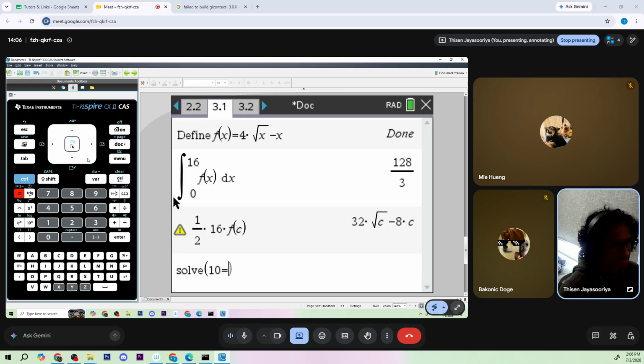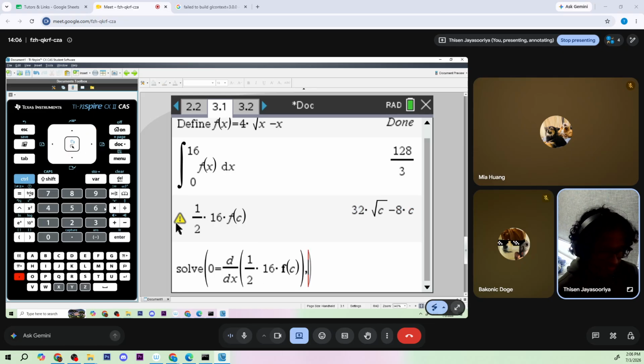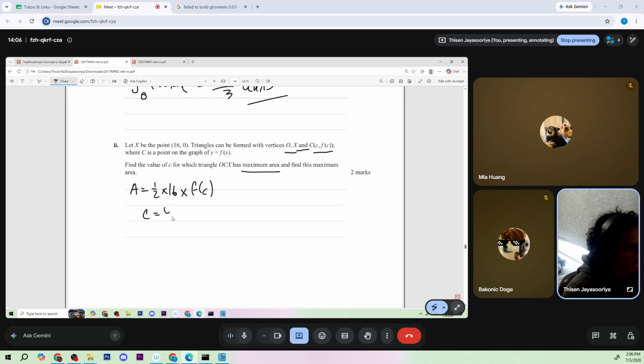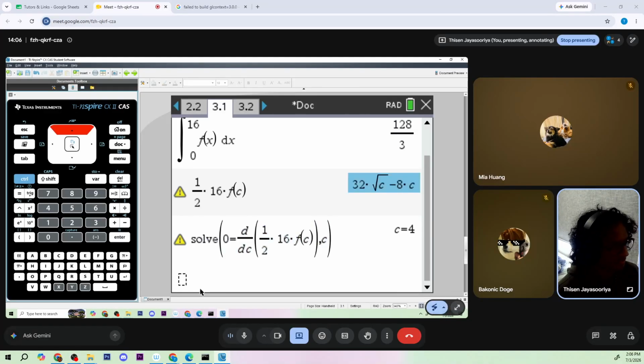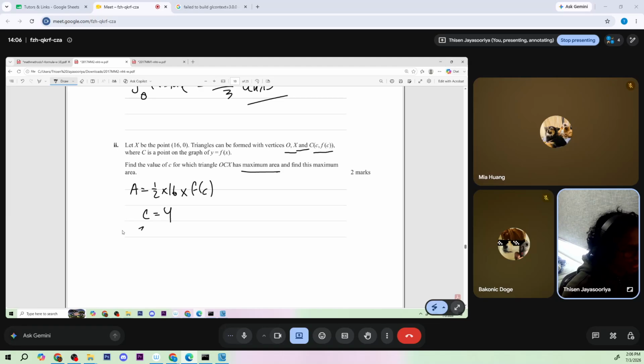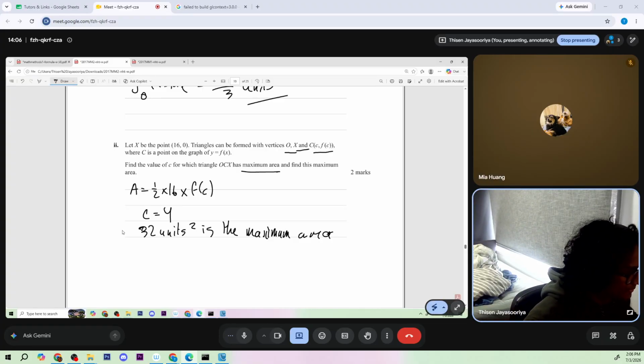If we differentiate this, so here differentiate it and let it equal to 0. And here I need to differentiate it in terms of c, right? I can see that here c is just going to be equal to 4 when there's a maximum. And here, if I plug in 4 over here, what I'll get is 32. So the area is going to be 32 units squared is the maximum area. And when c equals 4, that's when that maximum is going to occur.